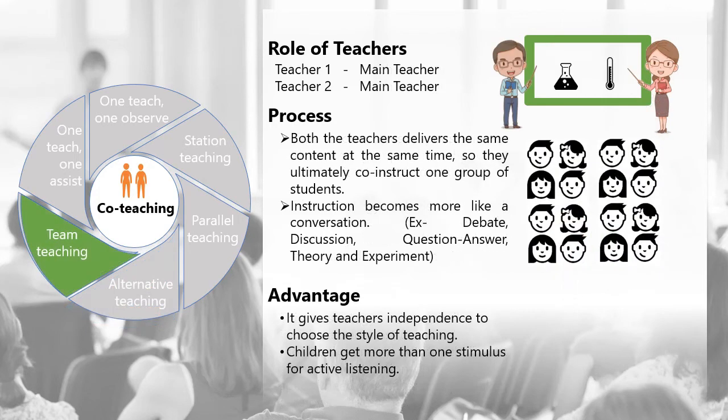The fifth type of co-teaching strategy is team teaching. Here also 2 teachers are involved. Role of teachers are, teacher 1 and teacher 2 would be the main teacher. Their process would be: both the teachers deliver the same content at the same time. So, they ultimately co-instruct one group of students. Instruction becomes more like a conversation. For example, debate, discussion, question-answer, theory and experiment.